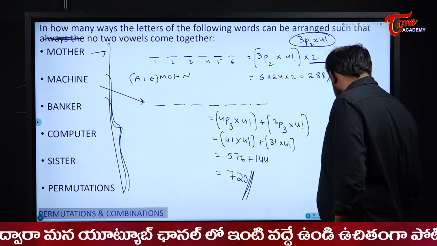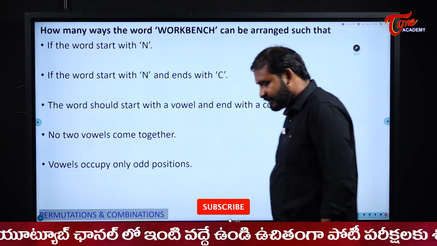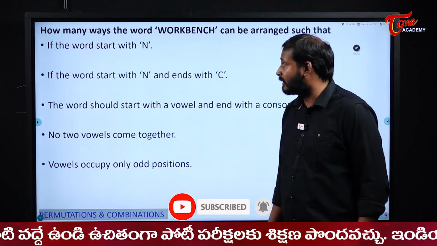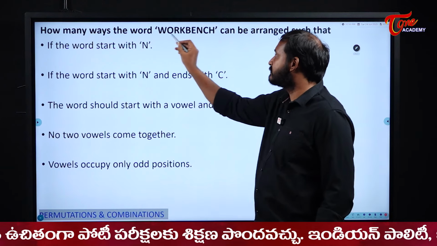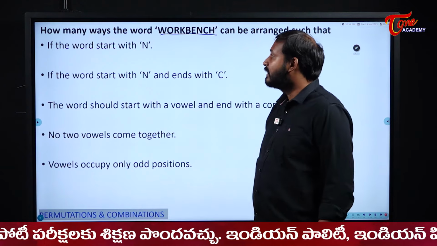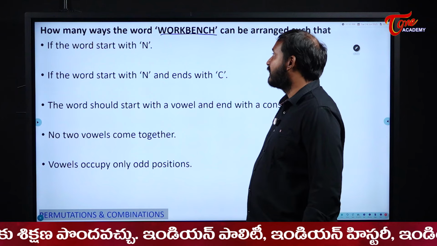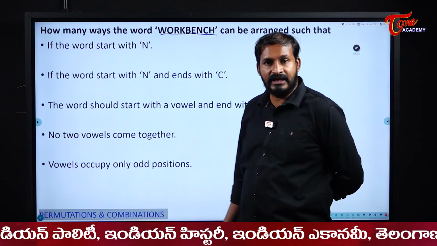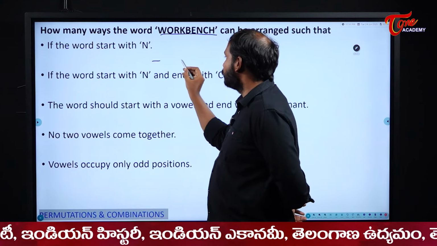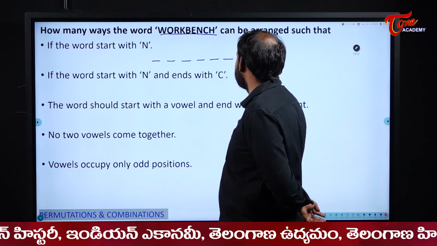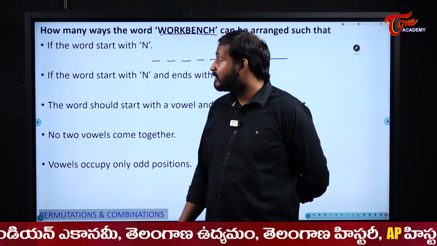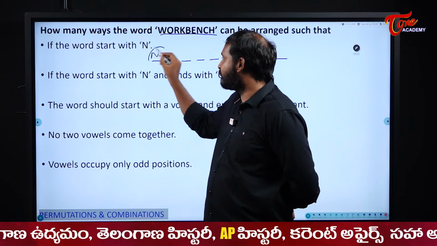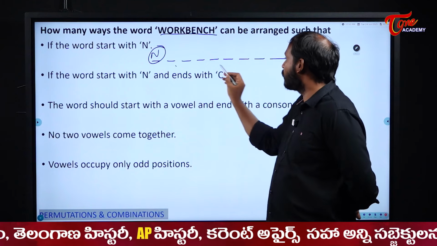Okay, next one. Now we will see this problem, students, and try to apply all of this. How many ways can the word workbench be arranged if the word starts with N? There is a word workbench. Always my word should start with N. Total how many letters are there for me? Actually here 9. In these positions, always my word should start with N. That means this one position is fixed, right? So I will be left with how many more? 8.